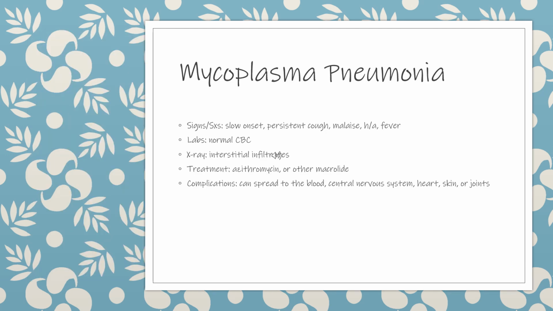Next is mycoplasma pneumonia. This is a primary atypical pneumonia, or walking pneumonia is what you may hear it referred to. Signs and symptoms: a slower onset than bacterial pneumonia. They usually have persistent cough, malaise, headache, fever. It's the most common cause of pneumonia in kids 5 and older. It's transmitted by droplets from one person to another, and the incubation period is 2 to 3 weeks.